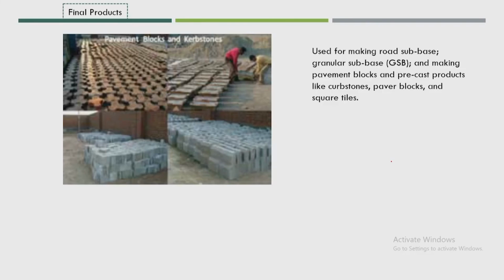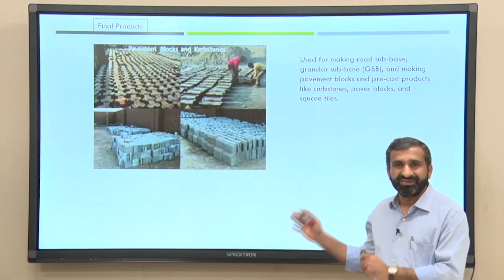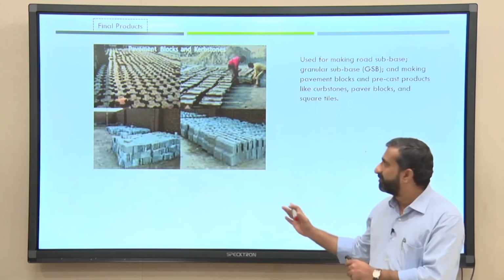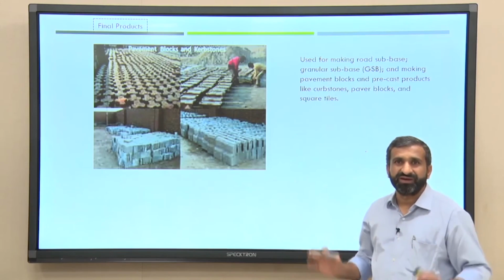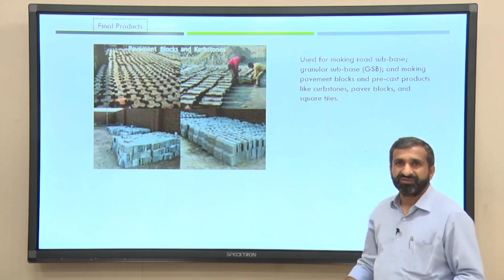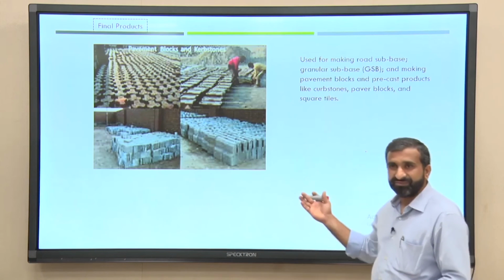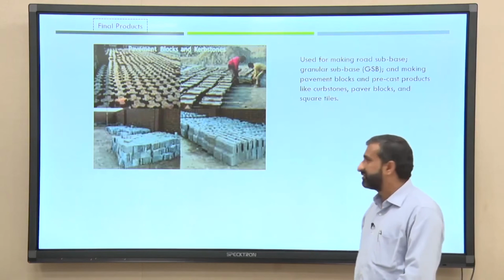These are used for making roads, sub-base, granular sub-base, and making pavement blocks and precast products like curbstone, paver blocks, and square tiles in the city area. So, that was one of the very good projects. All the C&D waste is getting converted into brick, with the dry process followed by the wet process, and comes up as a very good product that can be utilized for other infrastructure facilities.